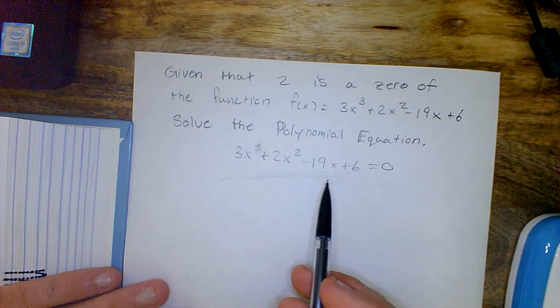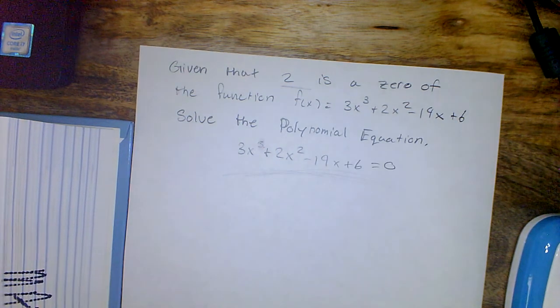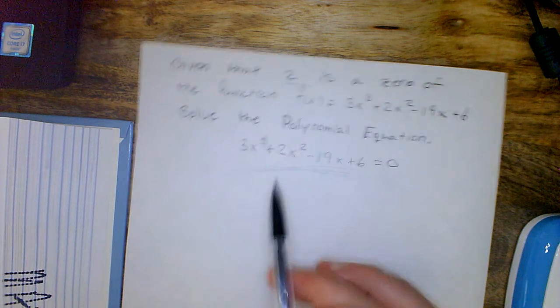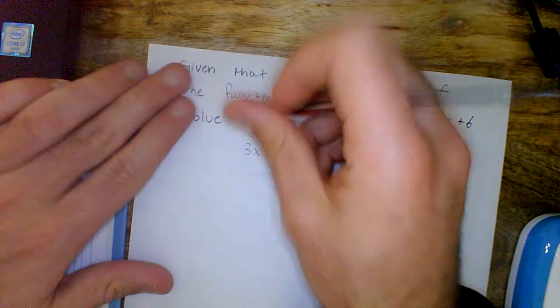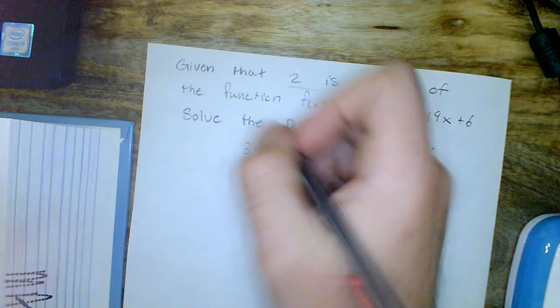They want to know what the roots of this polynomial are. Well, they've already given you one. They say that 2 is a root, or a 0. This is a degree 3 polynomial, so it could have 3 roots.